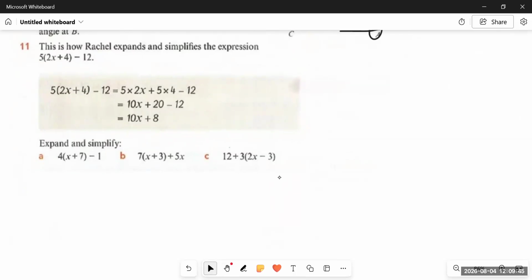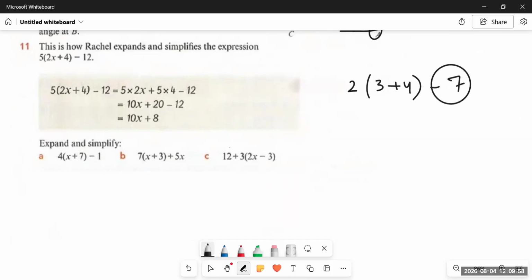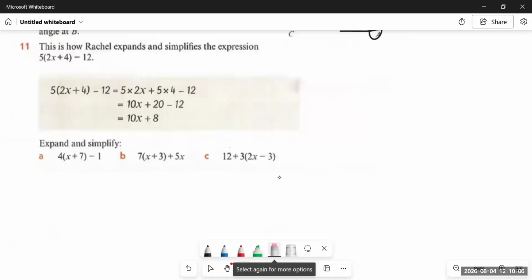Next, we have question number 11, which says this is how Rachel expands and simplifies the expression 5 bracket 2x plus 4 minus 12. So according to the BODMAS rule, students, we have already learned that if we have something like 2 into 3 plus 4 minus 7, we cannot do anything with minus 7 until we have solved the whole bracket along with multiplication with 2. Okay, so the same thing is going to happen over here. Let's see how Rachel has done.